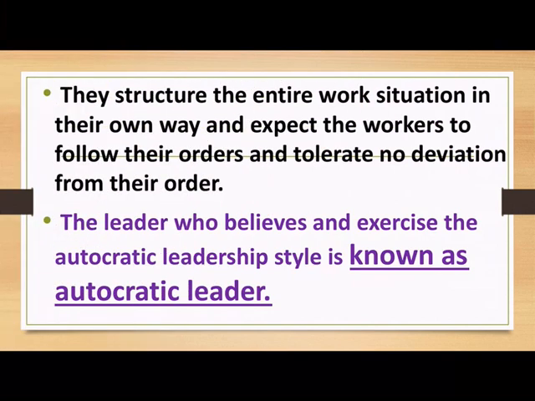They structure the entire work situation in their own way and expect the workers to follow their orders. So, workers are simply their followers who are simply following whatever instructions are given to them and tolerate no deviation from their orders. Yes, their attitude is such kind of that tolerance is not acceptable to them. So, they do not tolerate any deviation from their orders. The leader who believes and exercises the autocratic leadership style is known as the autocratic leader.